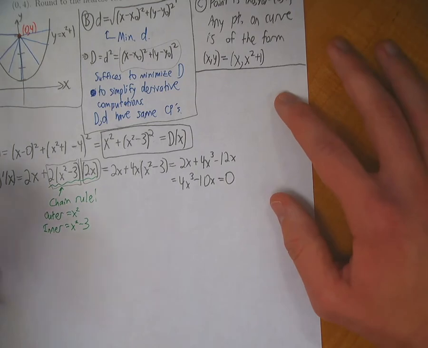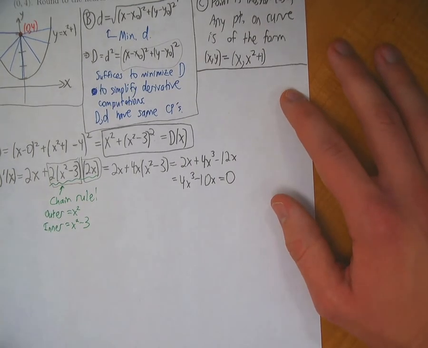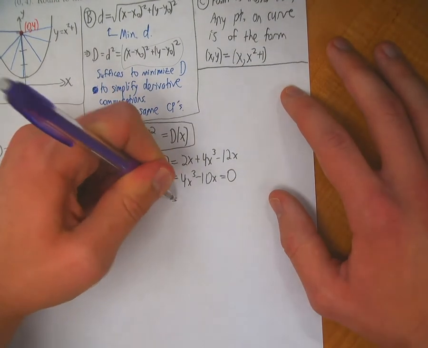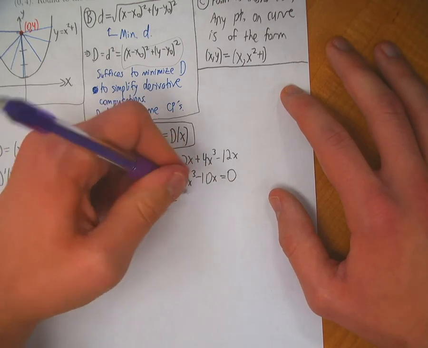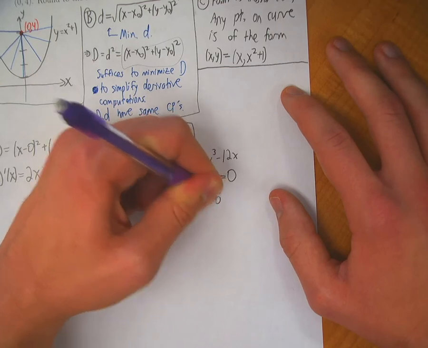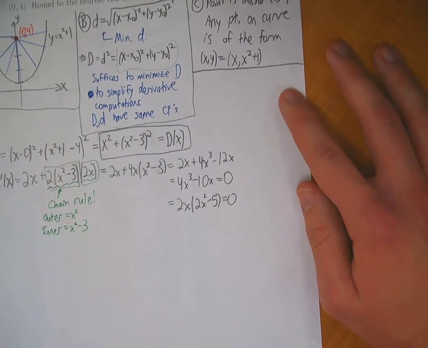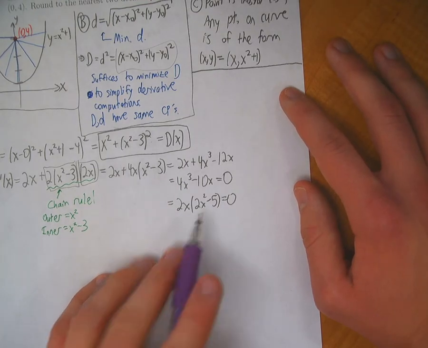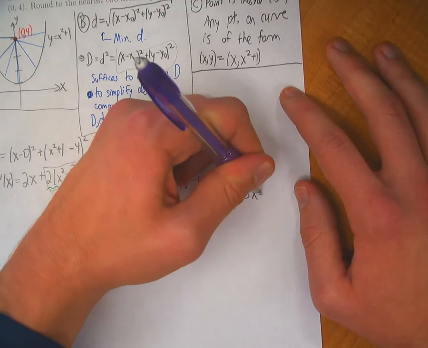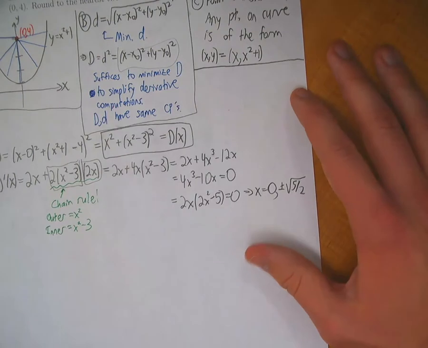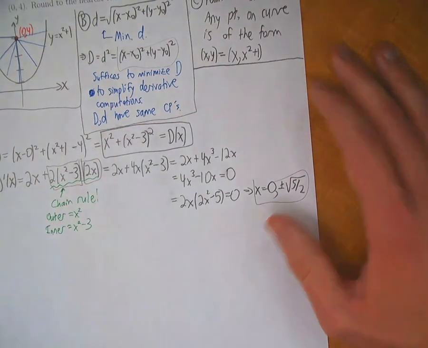Go ahead. I got x equals 0 and x equals plus or minus square root of 5 halves. Right. Because what you notice is that you can factor out 2x from both terms here to get 2x times 2x squared minus 5 equals 0. And then in this case, because of the geometry, x can be any real number. So in this case, x equals 0 and plus or minus the square root of 5 halves.